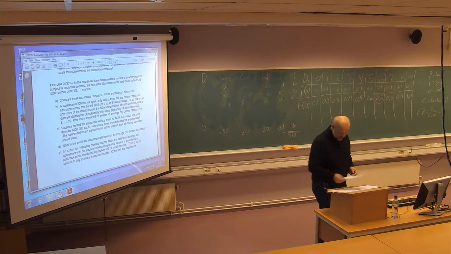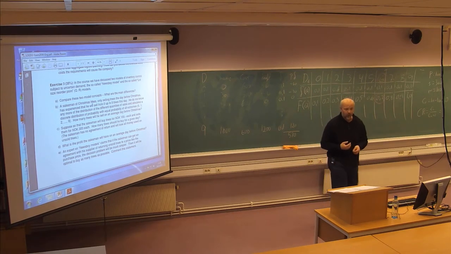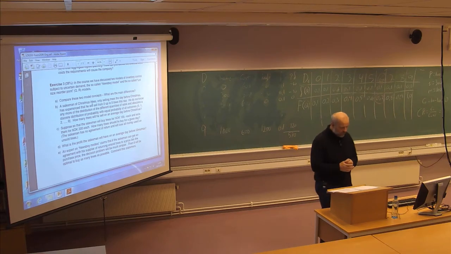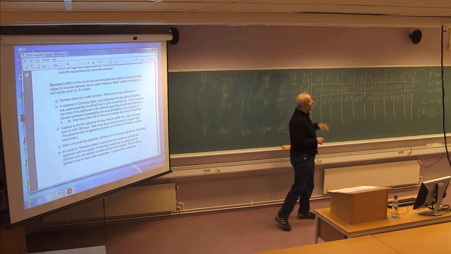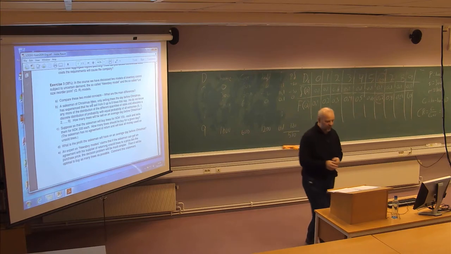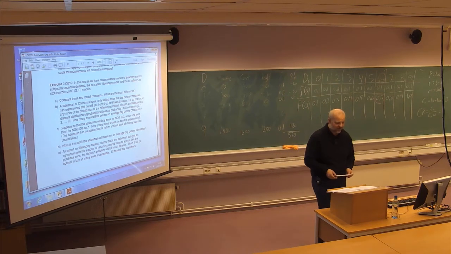Okay, I have several examples. I will not go through all examples in the lectures, but I will upload at least one more example on a discrete distribution like this, where you have an exact probability for each outcome. This is problem 5.8 in the textbook. I will upload the solution on Fronter after this lecture.